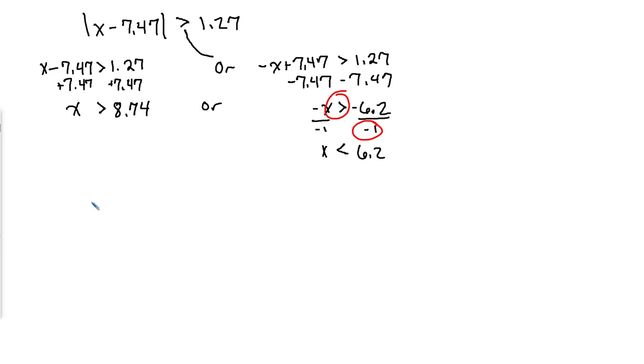So this time we're "or." That means it's one location or the other. So we need to be less than 6.2 or greater than 8.74.